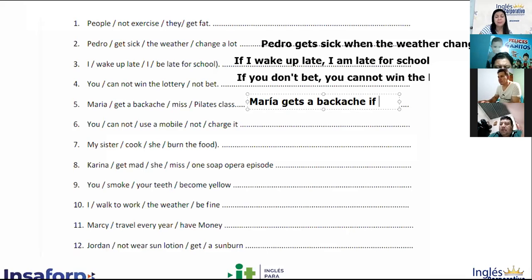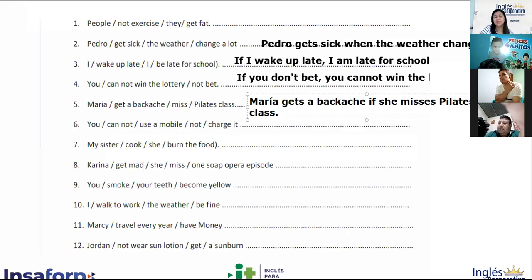Or Maria gets a backache if she misses, because it's the third person singular. If she misses Pilates classes. Y en la primera estructura también el misses tenía que ser, ¿verdad? If she misses Pilates classes, Maria gets a backache. Acuérdense, la tercera persona en el presente simple, vamos a agregar la S. Yes.